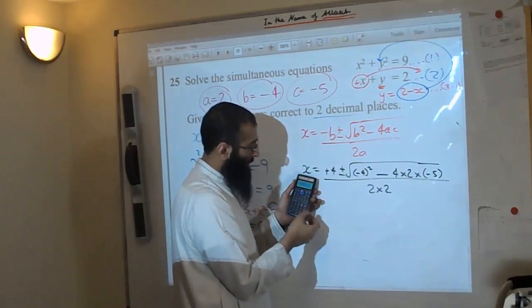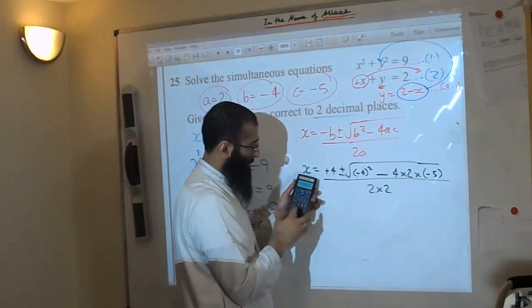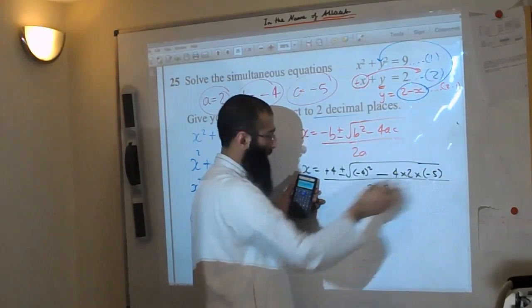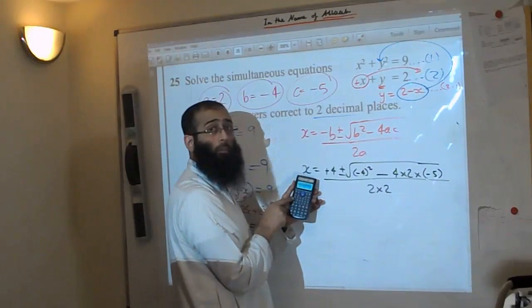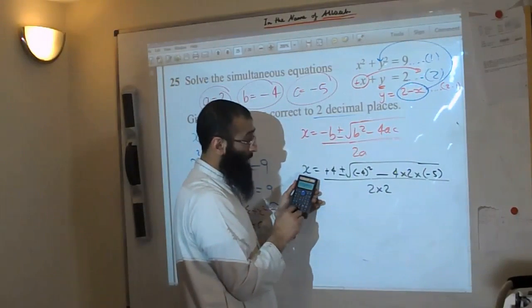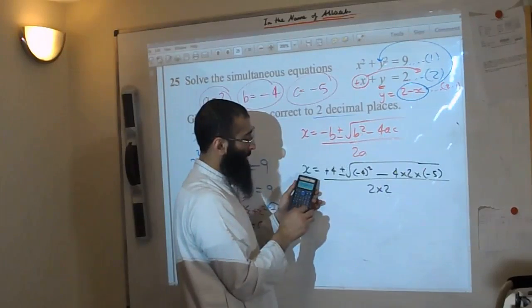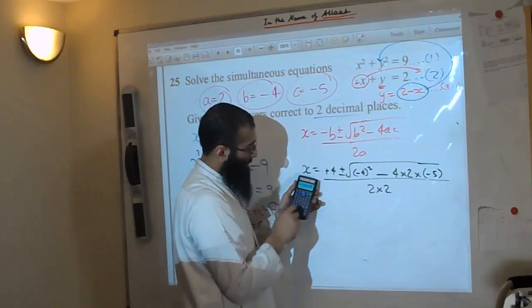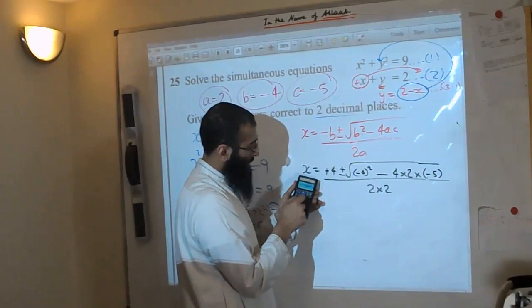Take away 4 times by 2, 4 times by 2, multiplied by, now you've got minus 5 in there, so bracket and the little minus, okay, 5, close the brackets. Press replay to bring the cursor to the bottom. So it should be at the bottom now. Okay, so go to the bottom.